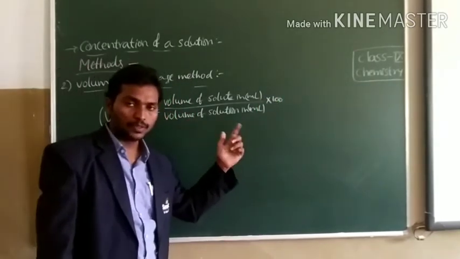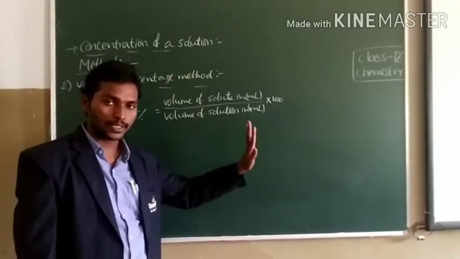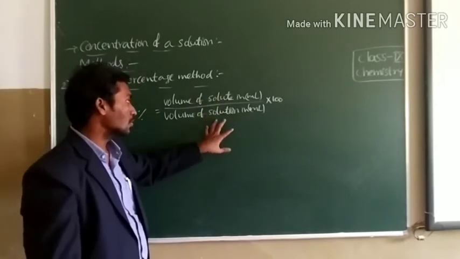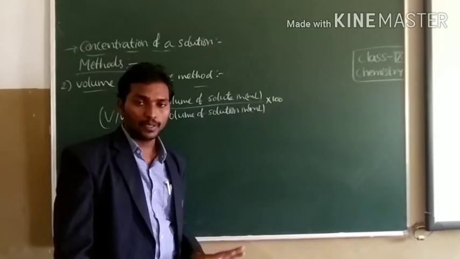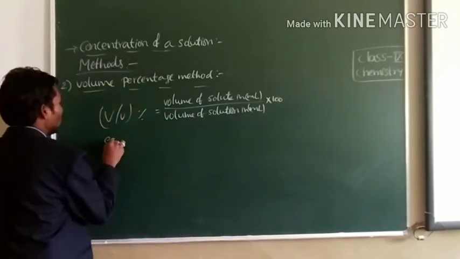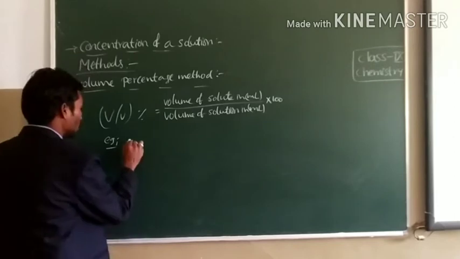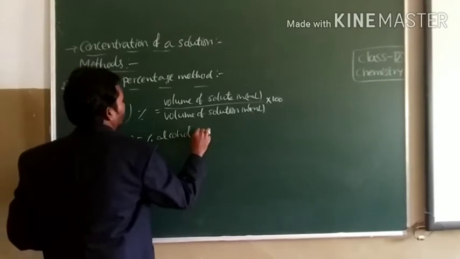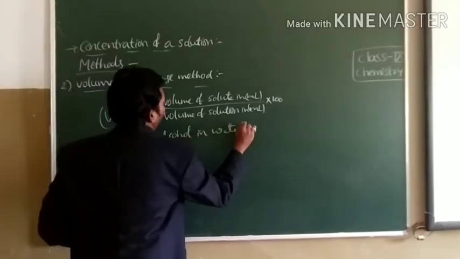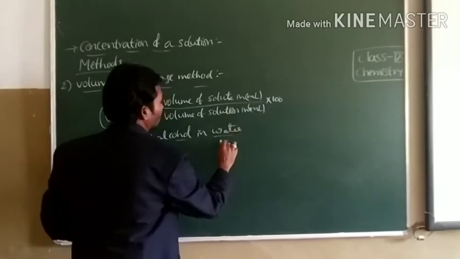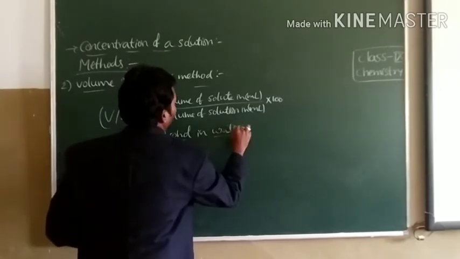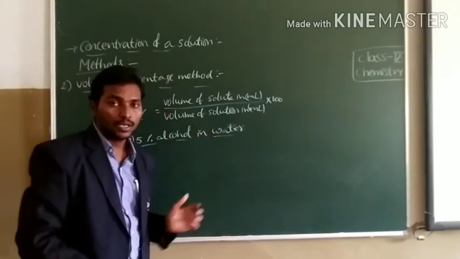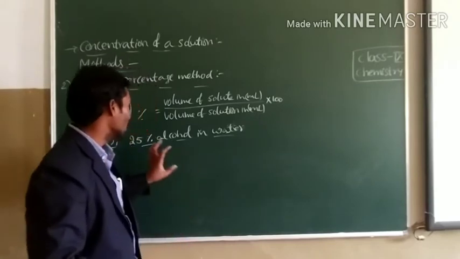In mass percentage method, both mass of solute and solvent are expressed in grams. In volume percentage method, the volume of both solute and solution is expressed in milliliters. For example, we want to prepare 25% ethanol solution or 25% alcohol in water. How much volume of water and how much volume of alcohol should we take? Let's see.